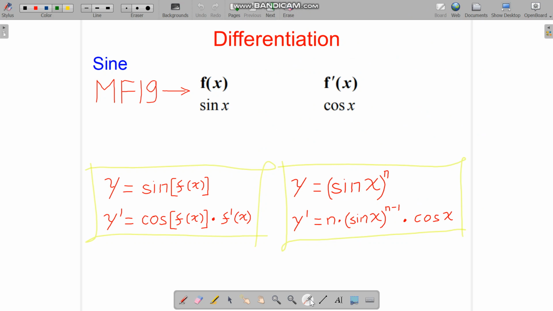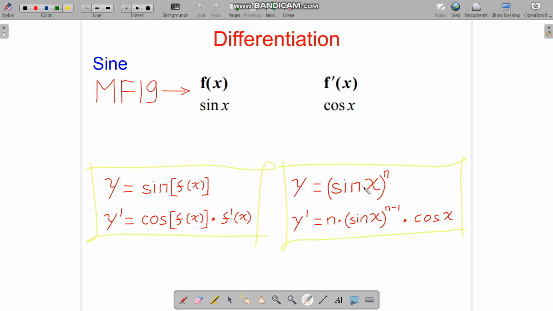In the MF19 we have this formula, sine becomes cos. So this means if we have sine f of x, the derivative is cos f of x, but remember the chain rule, we multiply by the derivative of the angle, f prime of x.